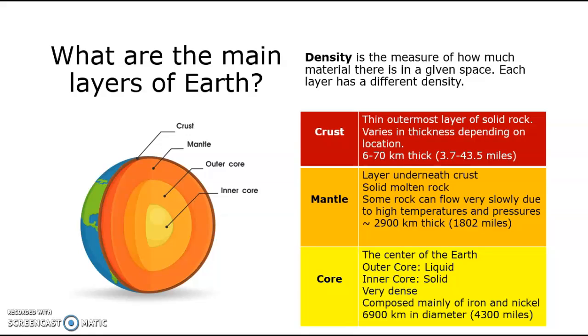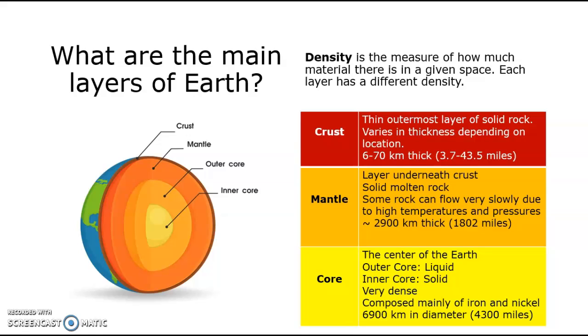So the crust of the Earth is the outermost layer, and it's made of solid rock. Depending on where you are, it varies in thickness, and it goes from about 3.7 miles to 43.5 miles in thickness.